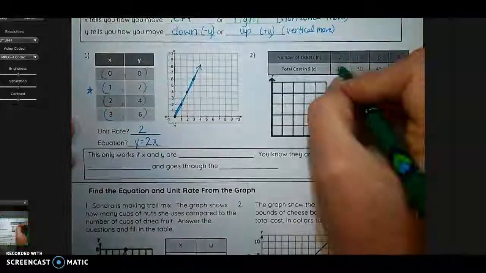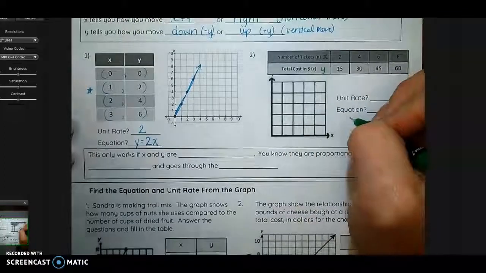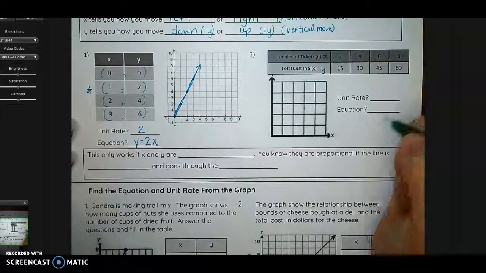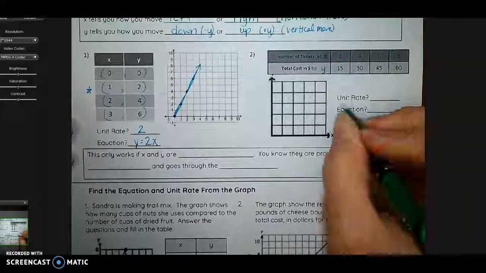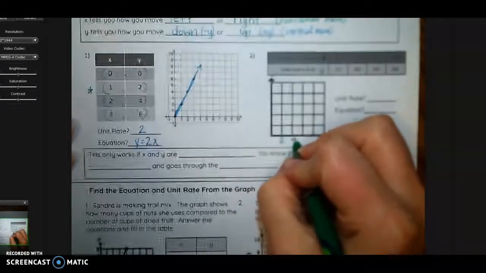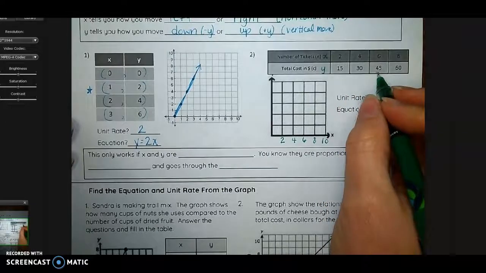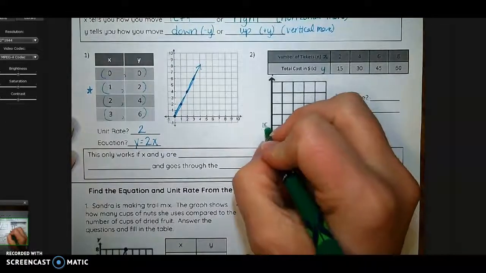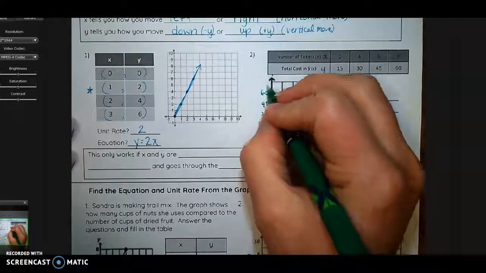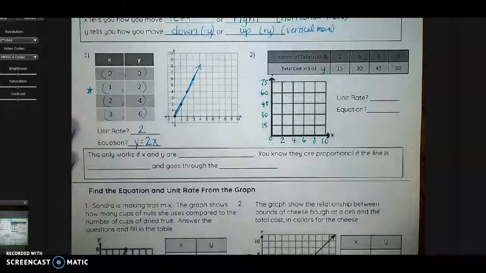you'll notice these are my x's and these are my y's. You'll notice that there's no 1. I start at 2 there. So we're going to have to kind of figure that out. So I'm going to go 2, 4, 6, 8. And up the side, I'm counting by 15s. Now, this is still 0, so that's still my origin.